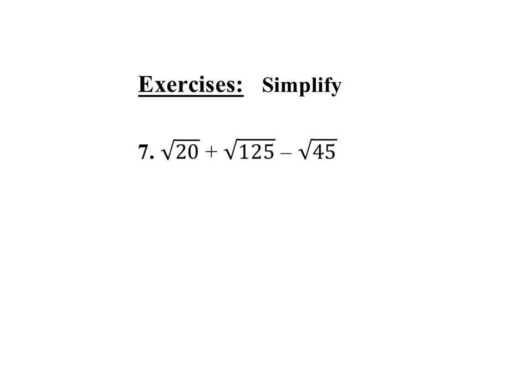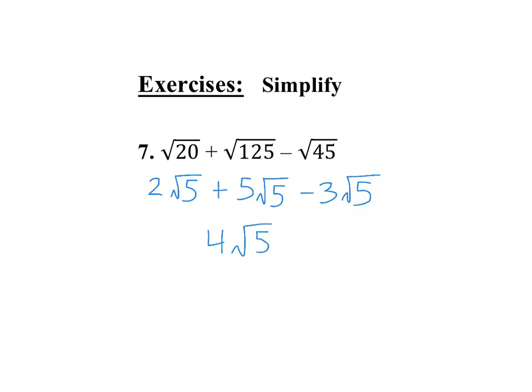Okay, radical 20 is, well, 20 is 4 times 5. So this is 2 rad 5. 125 is 25 times 5. So 5 rad 5. 45 is 9 times 5. Square root of 9 is 3. So 3 rad 5. Now we're just combining like terms. They all have the same radicand. So 2 plus 5 minus 3 is 4. So our answer is 4 rad 5.